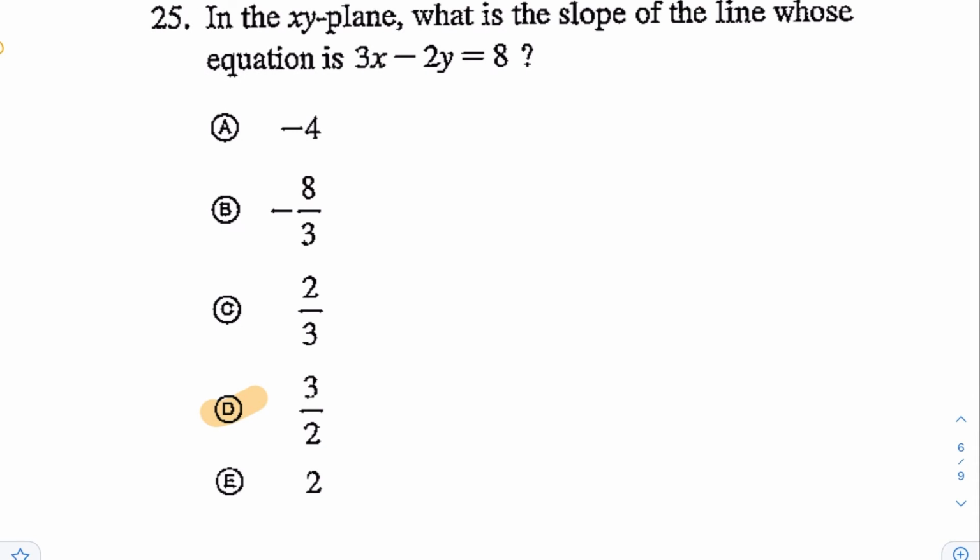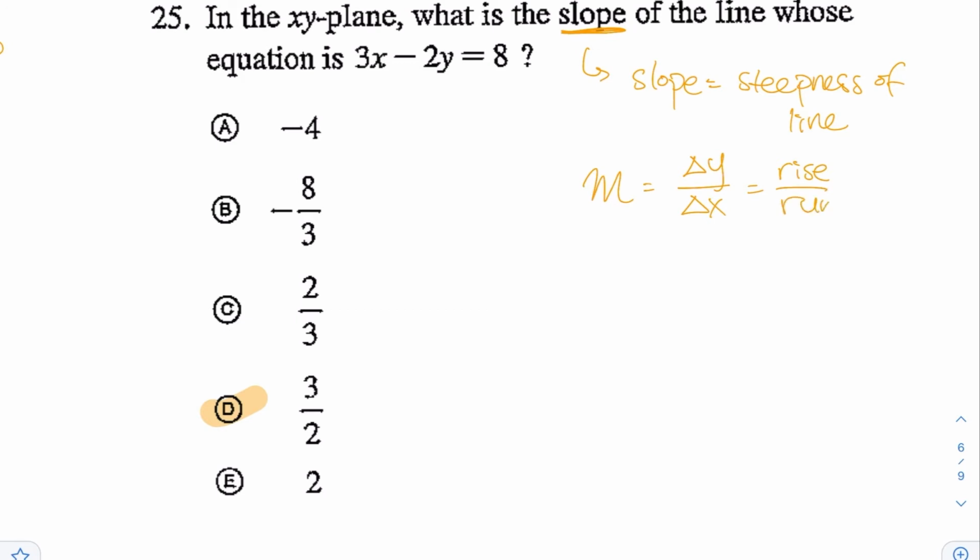For question number 25, in the xy plane, what is the slope of the line whose equation is 3x minus 2y is equal to 8? So here the keyword is slope, and slope represents the steepness of a line. And you can actually measure this slope, which is represented by the letter m, using change of y over change in x, or rise over run, or y2 minus y1 over x2 minus x1.